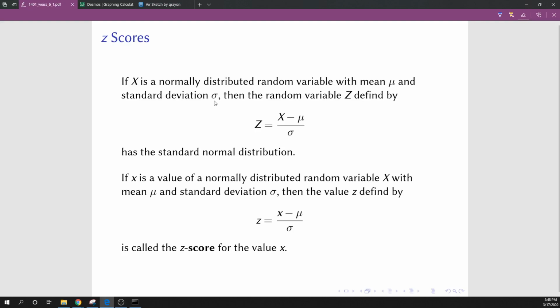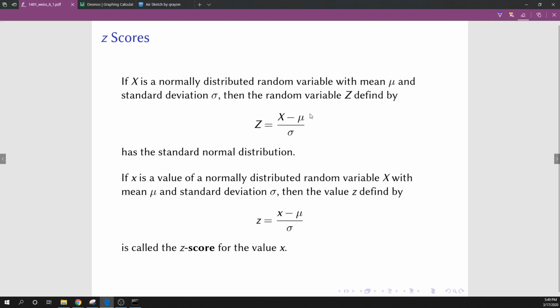Then the random variable Z, and that's a capital Z defined by capital Z equals capital X minus mu divided by sigma, has the standard normal distribution. So if we have this variable X and it has a normal distribution, and then if we subtract off mu and then divide by sigma, and call that Z, this variable Z will have a standard normal distribution, and that is the normal distribution that has mean 0 and standard deviation 1.